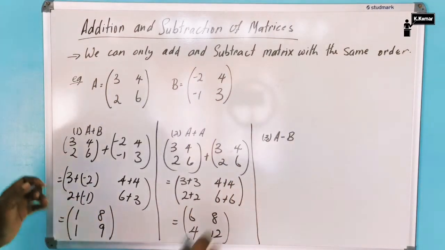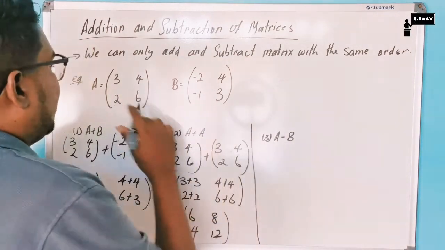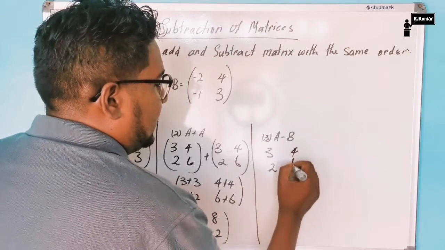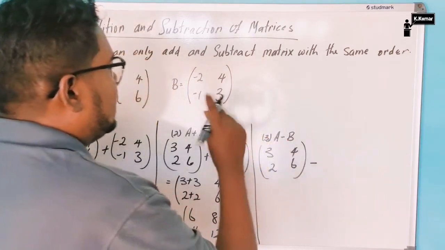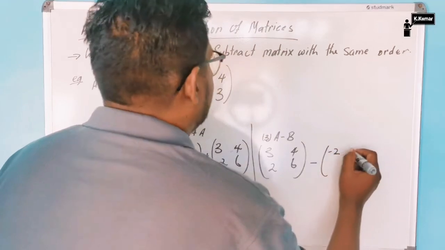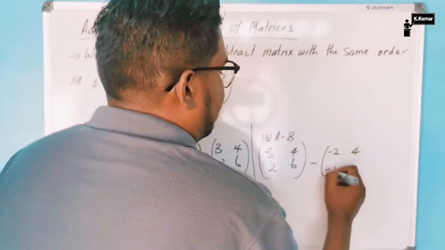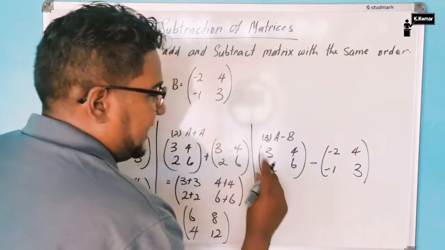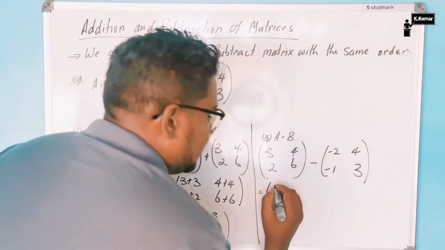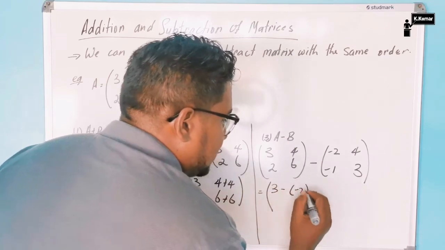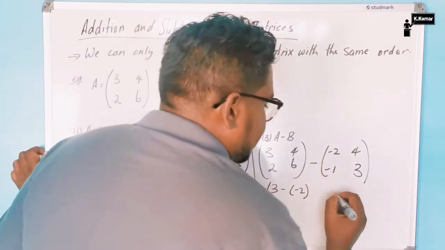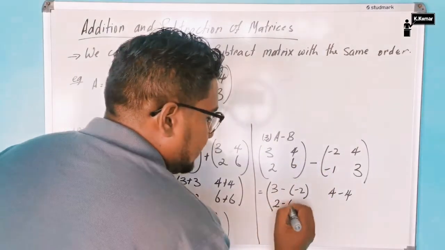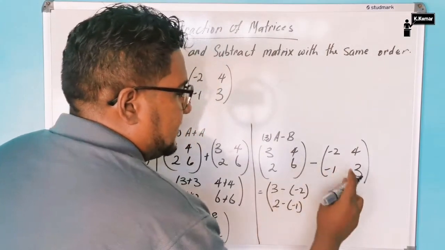Then the third one is A minus B. So we have to write A, which is 3, 4, 2, 6 minus B, which is negative 2, 4, negative 1, 3. Again, elements with elements is going to be 3 minus negative 2, 4 minus 4, 2 minus negative 1, and 6 minus 3.